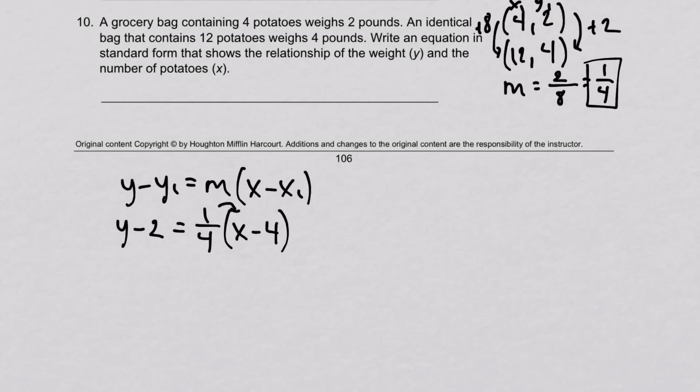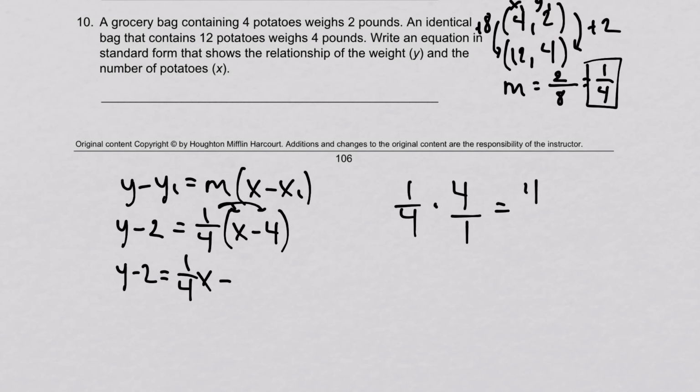We want the equation in standard form. So let's go ahead and distribute the 1/4. y minus 2 equals 1/4 times x is 1/4 x. And the next one you have to think about: what's 1/4 times negative 4? Positive times negative, so it's going to be negative. And what happens when you multiply 1 over 4 times 4, which is the same thing as 4 over 1, right? You're going to get 4 over 4, which is 1. And that's always what happens when you multiply a number times its reciprocal. They are reciprocals of each other. So it's minus 1 right there.